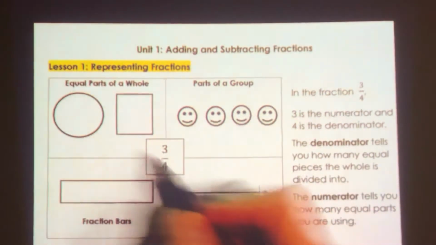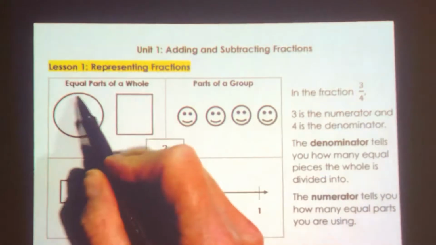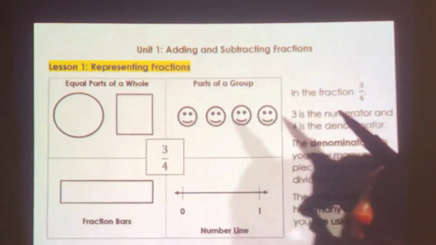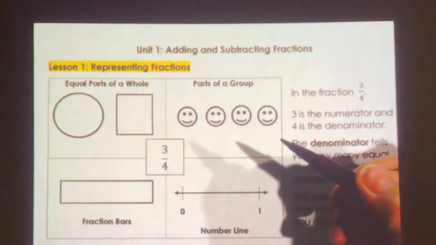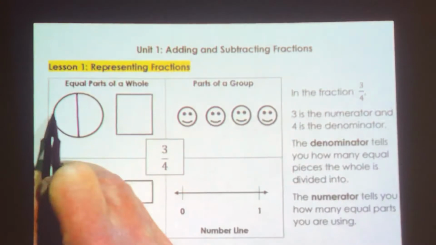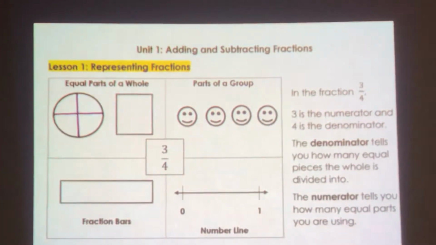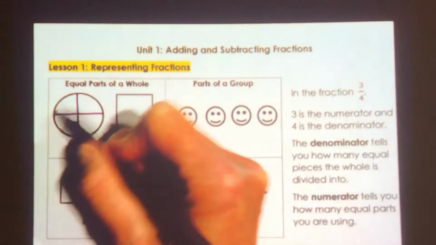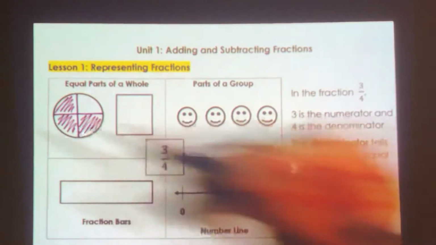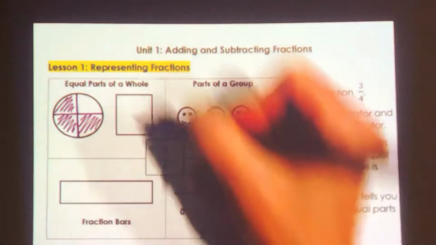With 3/4, if I wanted to show you equal parts of a whole, I chose a circle and a square. Look at these as 2 separate things. For this circle, if I wanted to show 3/4, my first step would be to divide this up into 4 equal pieces, like that. And we want the pieces to be as close to the same size as you can get. To show 3/4, I would just shade 3 out of those 4 pieces, and I can shade any 3 that I want. Same thing for a square.